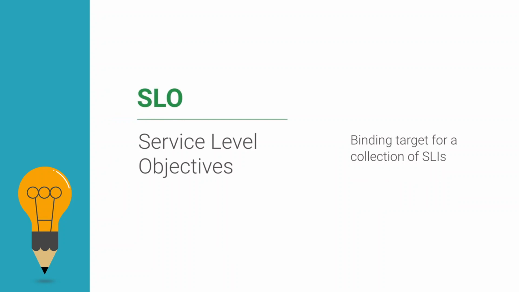The next thing is SLOs, service level objectives. The name itself shows the difference: a service level indicator and its objective. Whatever we're indicating should become an objective at some point of time. Binding targets from the collection of SLIs. That's exactly the phrase I want you to take note of.